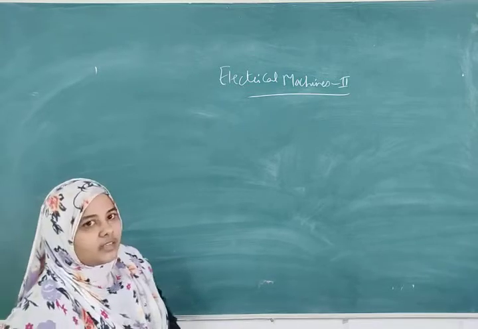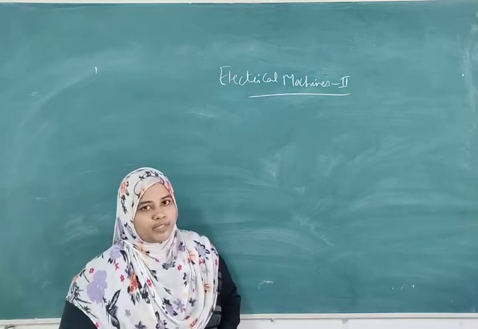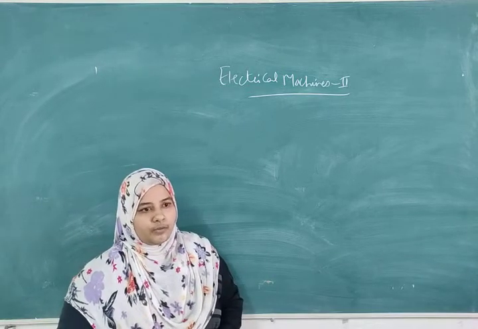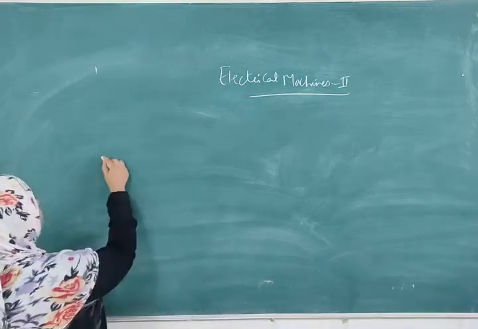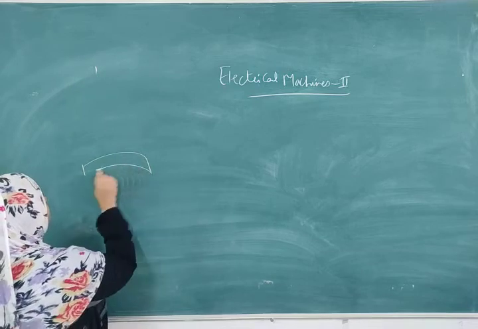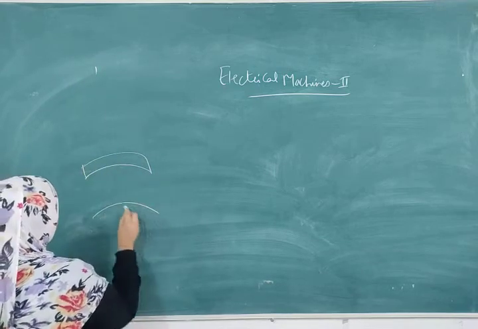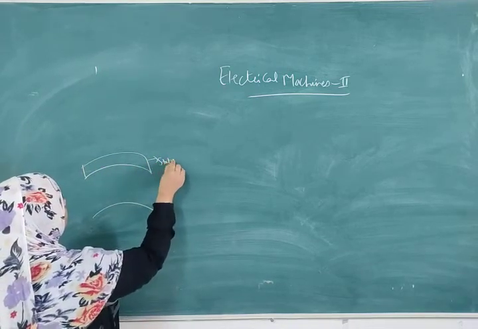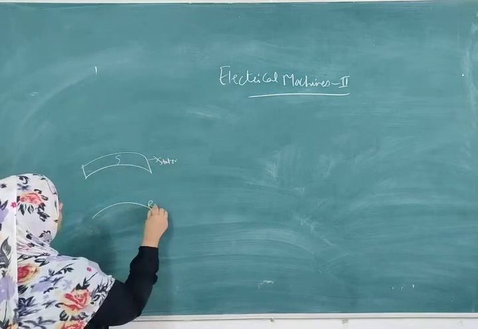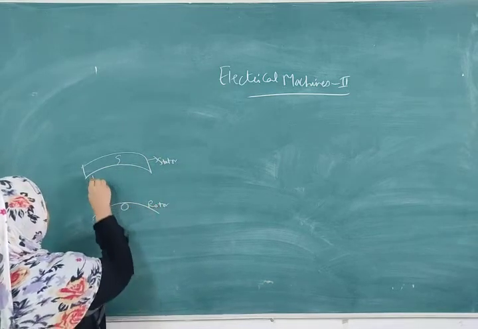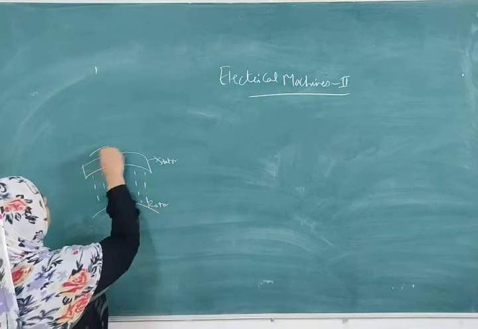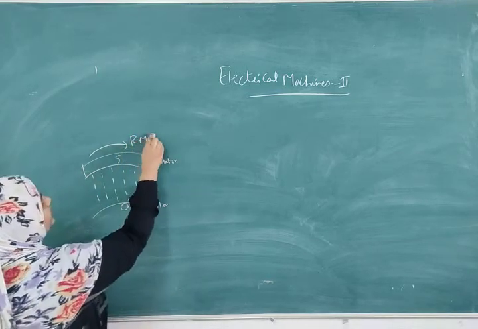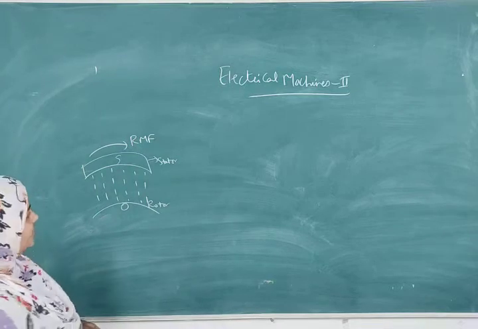So last class we have seen the operating principle of a three-phase induction motor. How does three-phase induction motor work? With the help of 4 diagrams I have shown you. So I am just going to do a quick revision of that. So this was the stator, rotor conductor, and this is the assumed direction of rotating magnetic field. We assumed the rotating magnetic field direction to be in clockwise direction.